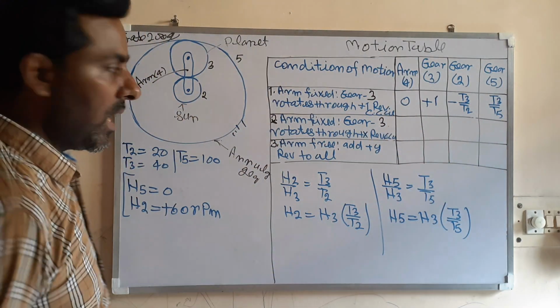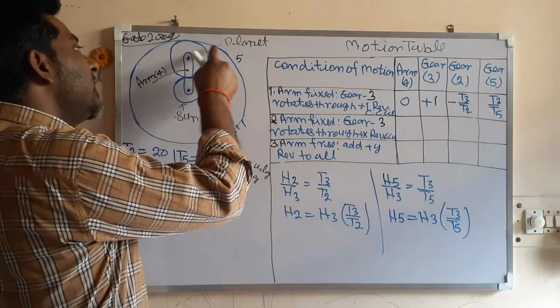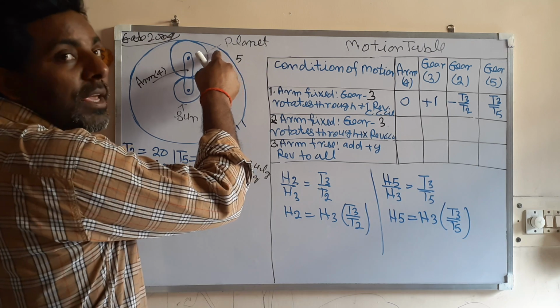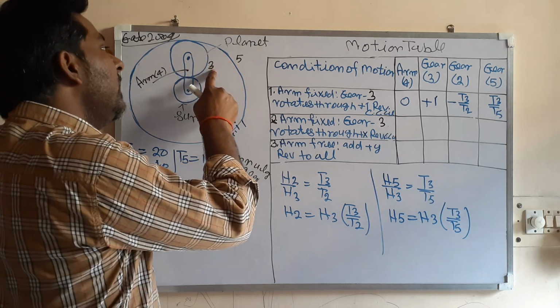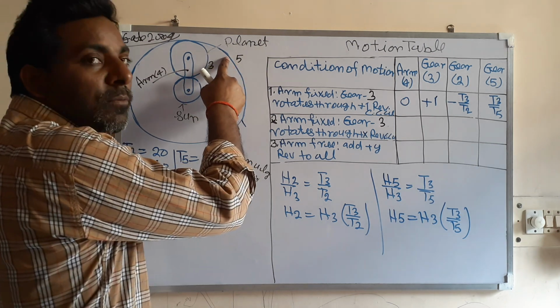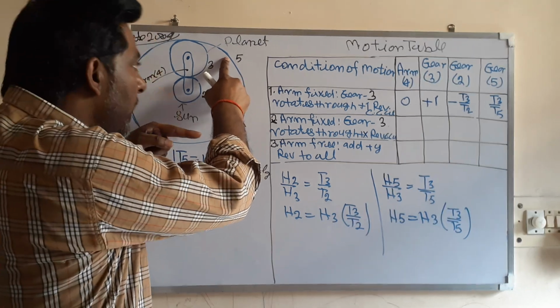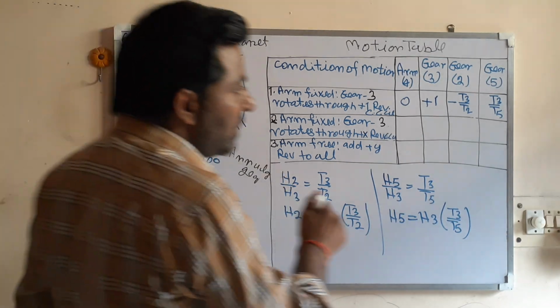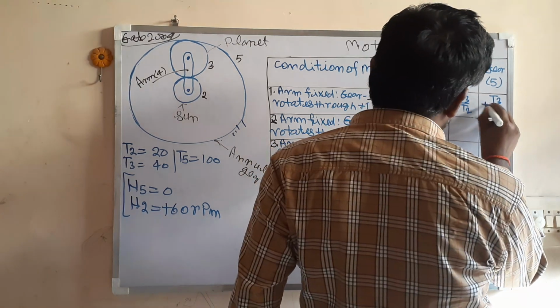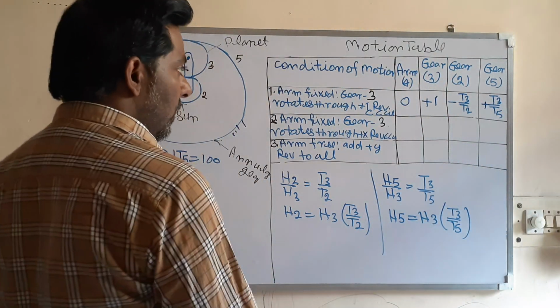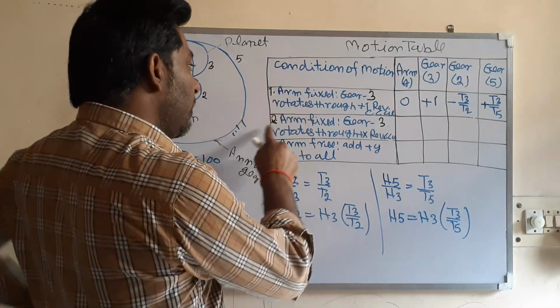Now let us check the sign. Gear 3 is meshing with gear 5 internally. So if the speed of gear 3 is counterclockwise, the speed of gear 5 will also be counterclockwise, that is positive. Okay. Now let us see the second condition of motion.